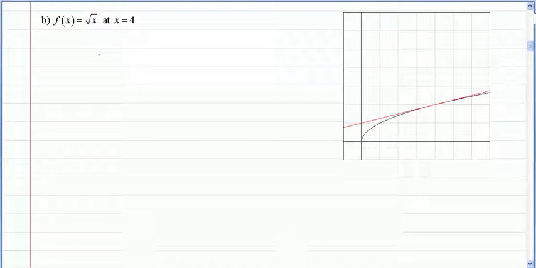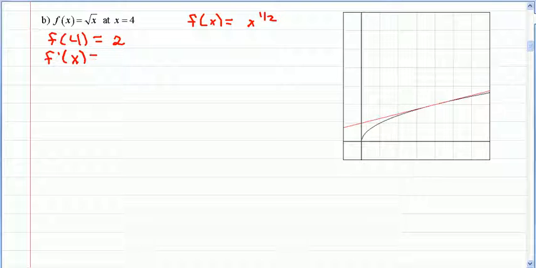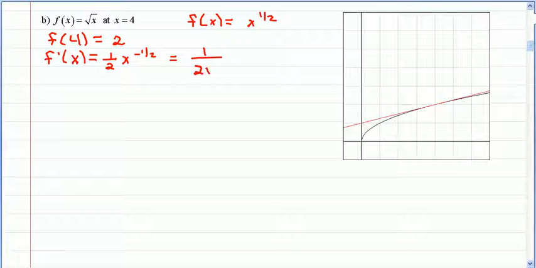For part B, f of x equals square root of x, and we start by finding f of 4, which is just equal to 2. To find f prime of x, I will rewrite f of x as x to the 1/2. So f prime of x is 1/2 x to the negative 1/2, which is 1 over 2 times the square root of x. And so f prime of 4 is equal to 1 over 4.